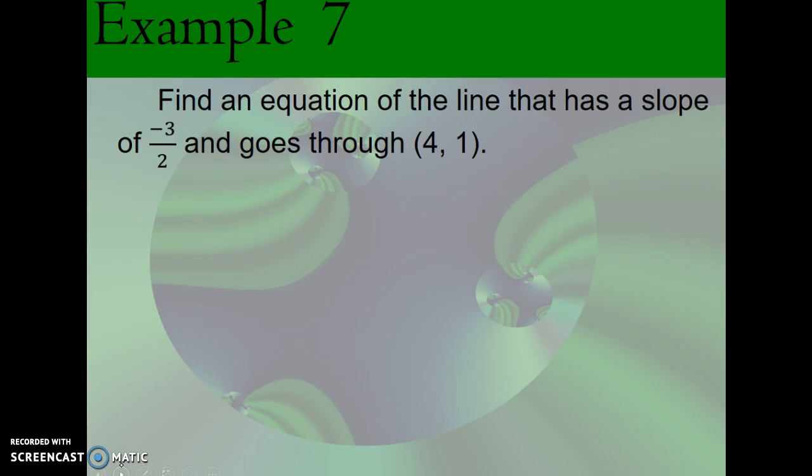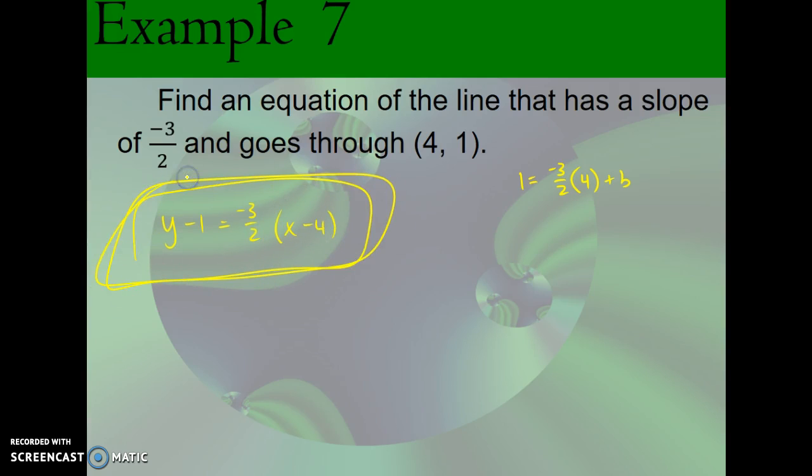Now here you could force this and say 1 equals negative 3/2 times 4 plus b, and force the y equals mx plus b. But it's much nicer to use point slope in this problem and just say y minus 1 equals negative 3/2 times (x minus 4). And that's done. You don't even have to restructure it to make it y equals mx plus b.